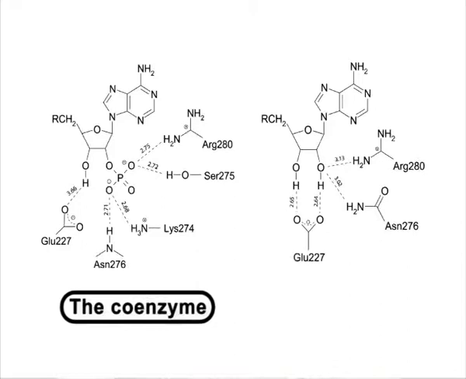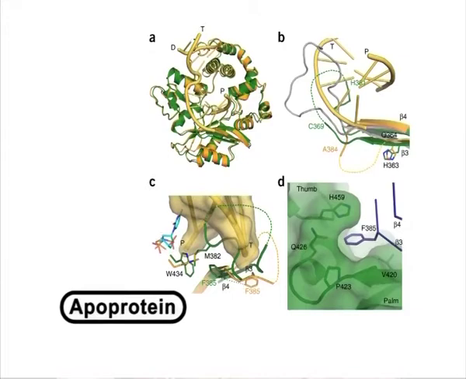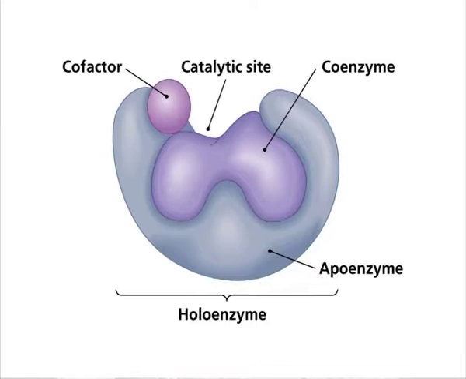The coenzyme or the metal ion that is linked to the enzyme protein is called a prosthetic group, whereas the protein part of such enzyme is called apoenzyme or apoprotein. The complete enzyme having catalytic ability is called holoenzyme, which contains both apoenzyme and cofactor or coenzyme. Some of the cofactors and coenzymes of specific enzymes are given in table 1.